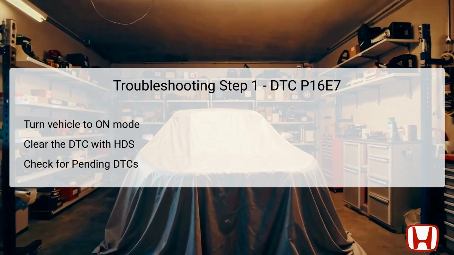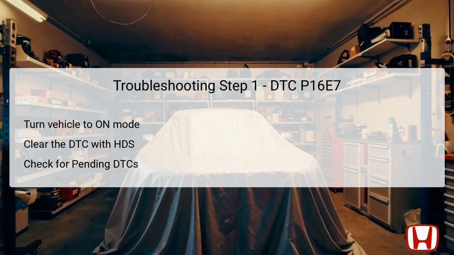To begin troubleshooting the DTC P16E7, the first step is to turn the vehicle's ignition to the on mode, which powers the vehicle's electrical systems without starting the engine. This is essential for performing electronic diagnostics.